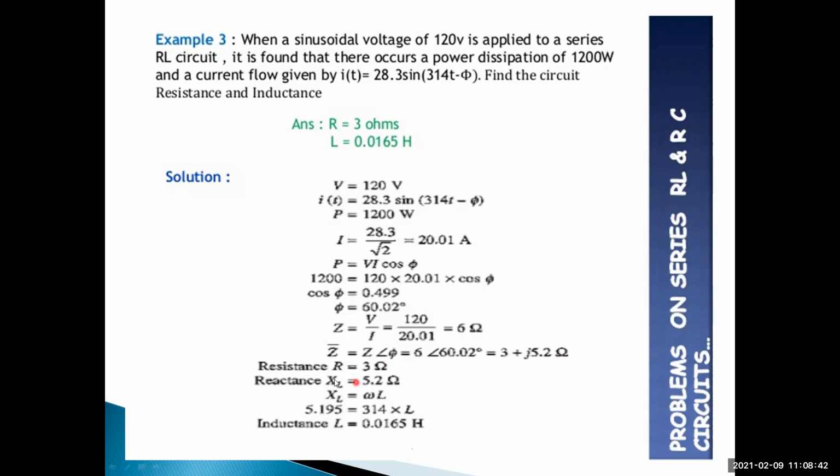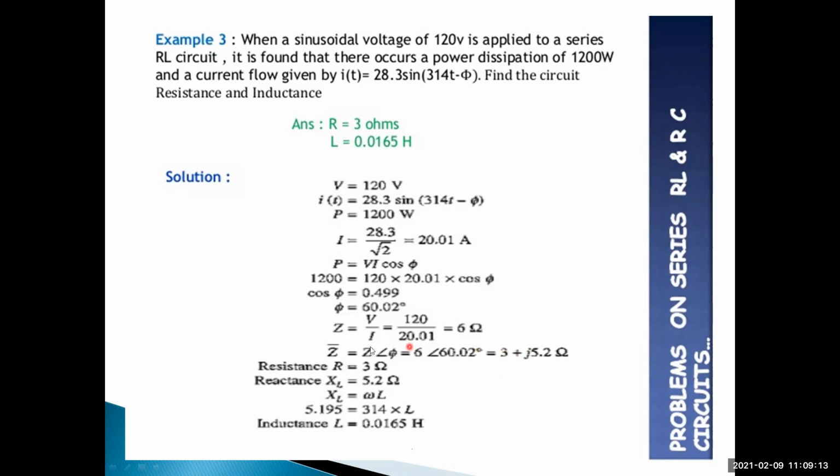But what is the question? Find the circuit resistance and inductance. So how to find XL? To find the inductance, XL is equal to omega L. I already explained, XL is equal to omega L, and omega is equal to 2 pi f. Already given directly, 314, in I of t is equal to Im sin(omega t minus phi). This is omega. Substitute omega 314 and XL from this expression.